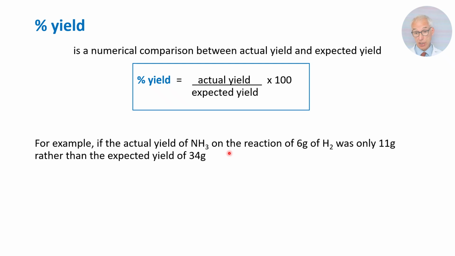So let's do an example just to clarify. If the actual yield of ammonia on the reaction of 6 grams of hydrogen was only 11 grams, rather than the expected yield of 34 grams, we would calculate the percentage yield to be 11, the actual yield, divided by 34, the expected yield, times 100, which comes out to be 32.4%. The percentage yield of ammonia was 32.4%.